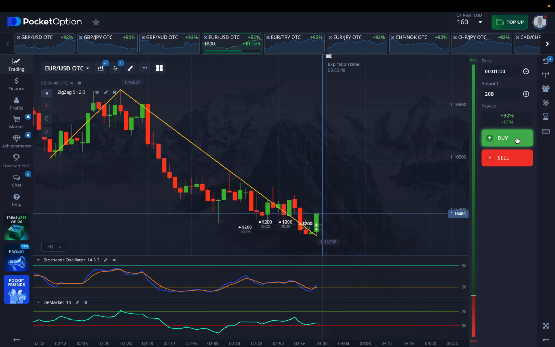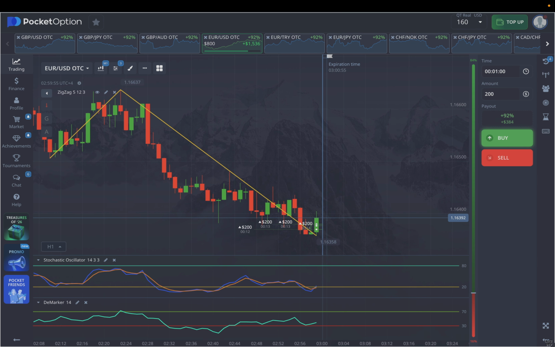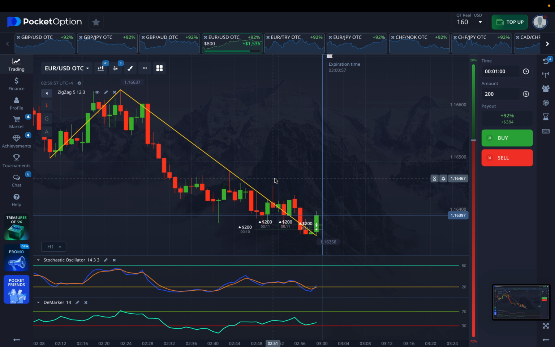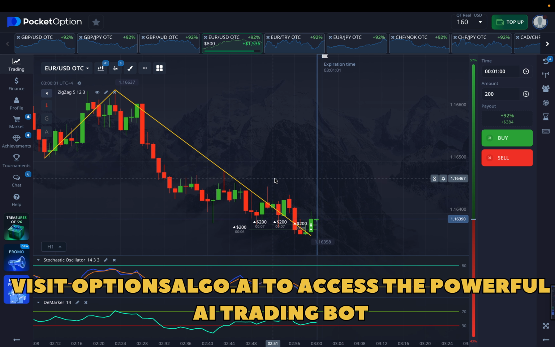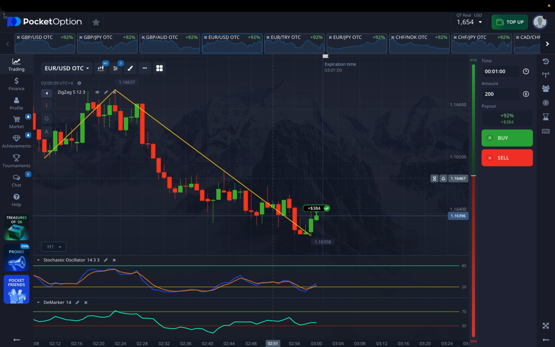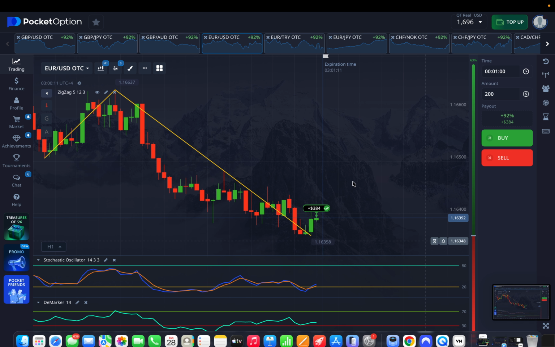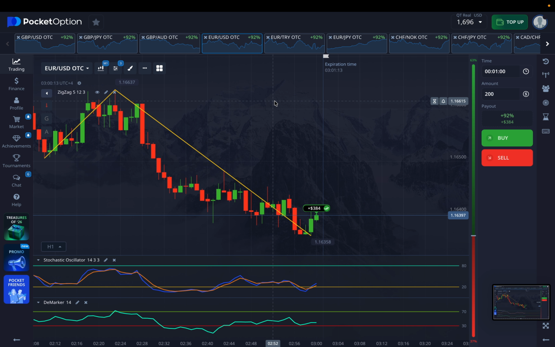So we took the second trade and things look really good right now. And honestly, I think when you're trading with a powerful trading strategy like this, winning is almost inevitable if you do it the right way. So we've just won this trade, and we are at 1696 right now.